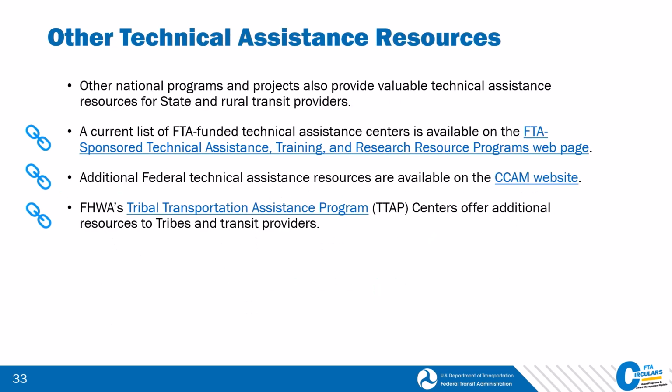Other technical assistance resources are other national programs and projects that also provide valuable technical assistance resources for state and rural transit providers. A list of currently funded FTA technical assistance centers is available on our webpage. Additional federal technical assistance resources are available on the Coordinating Council for Access and Mobility, or CCAM, website. And FHWA's Tribal Transportation Assistance Program, or TTAP, has a center that offers additional resources to tribes and transit providers.